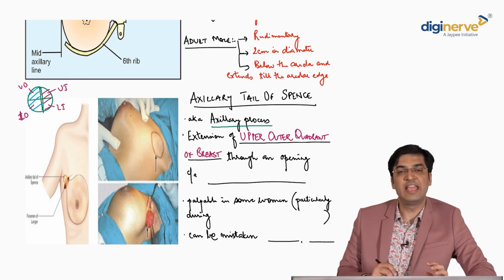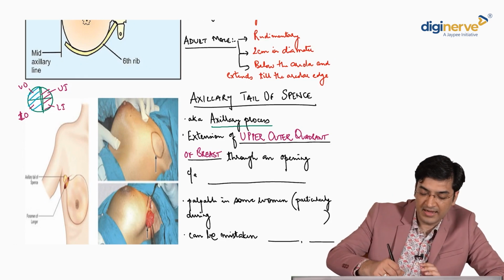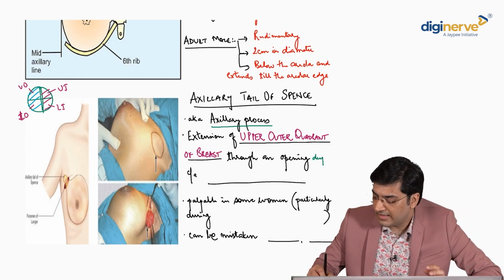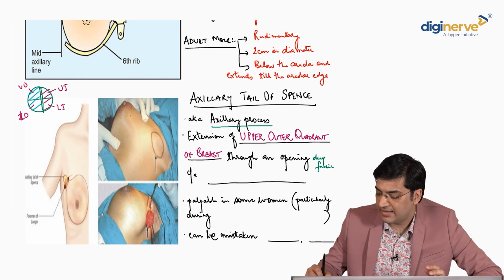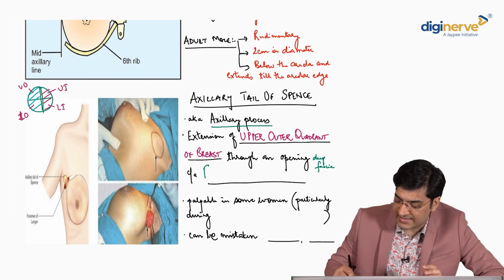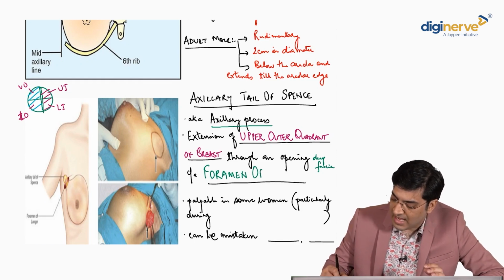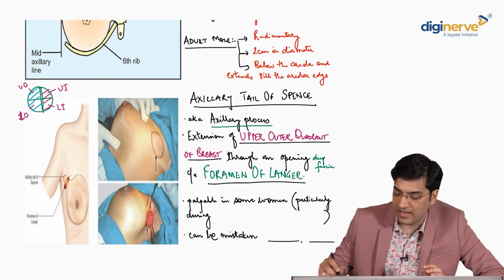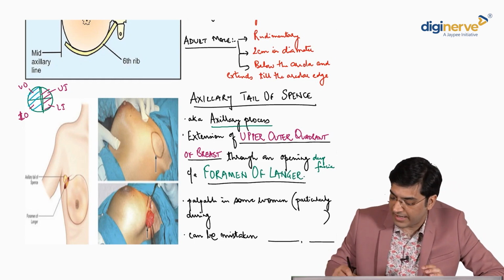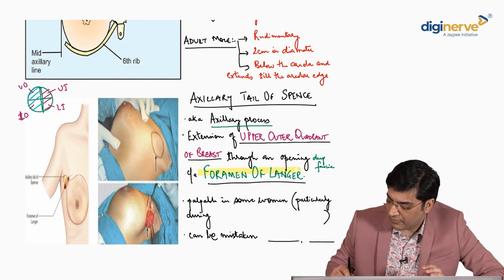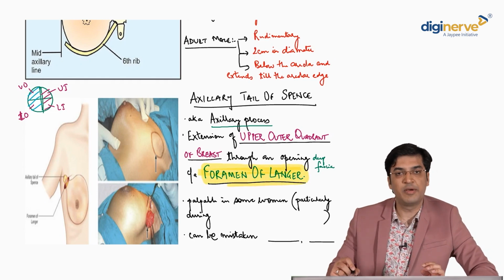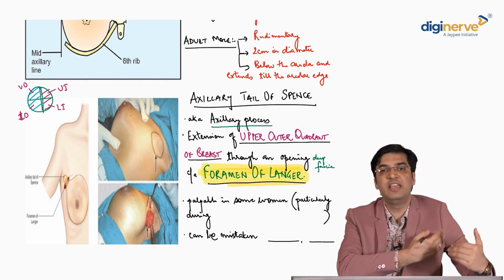It extends through an opening in the deep fascia and the opening is called as, this is a potential MCQ. It has been asked long time back but can be asked again now. It is called as foramen of Langer. Please remember this point. Foramen of Langer is the foramen through which the outer upper quadrant of the breast extends into the axilla.